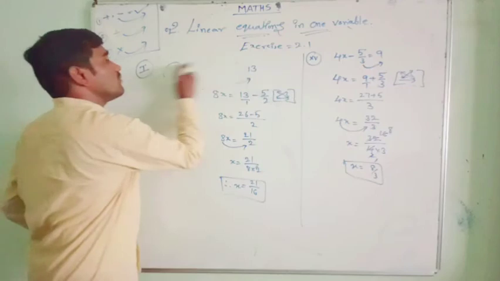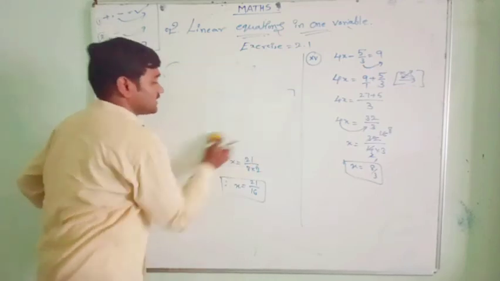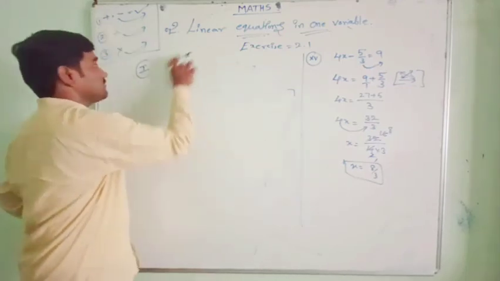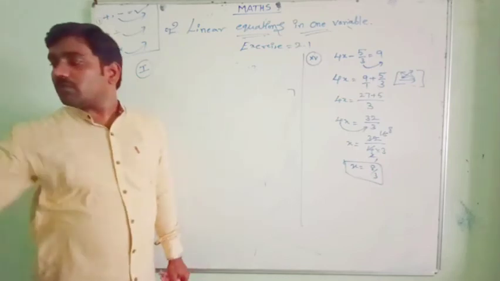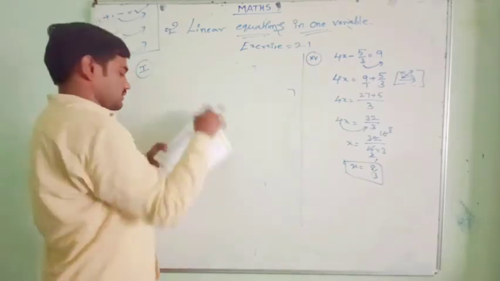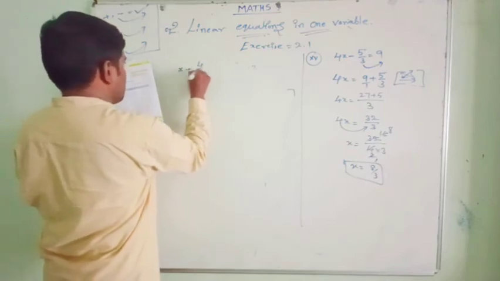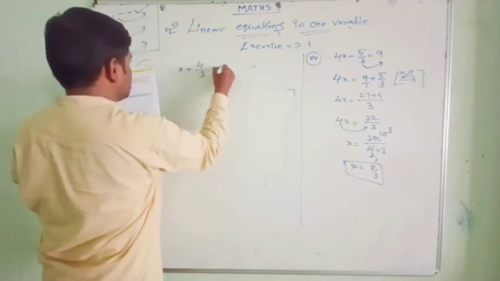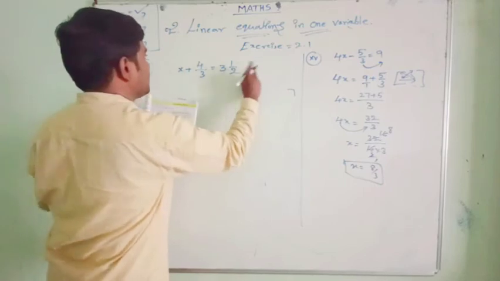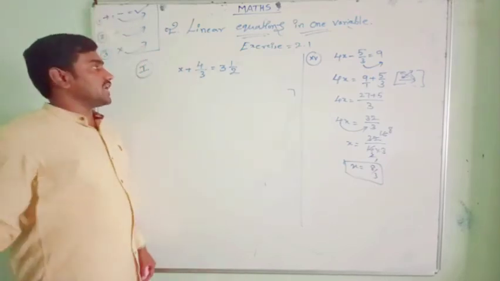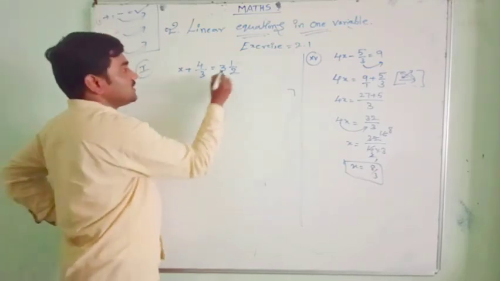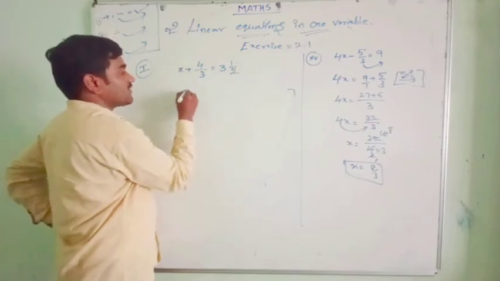Again we have one more problem, the last problem of this exercise: x plus 4 by 3 is equal to 3 whole 1 by 2. See how we can do it. First this mixed fraction we change to an improper fraction. Here x plus 4 by 3 we write the same as it is.